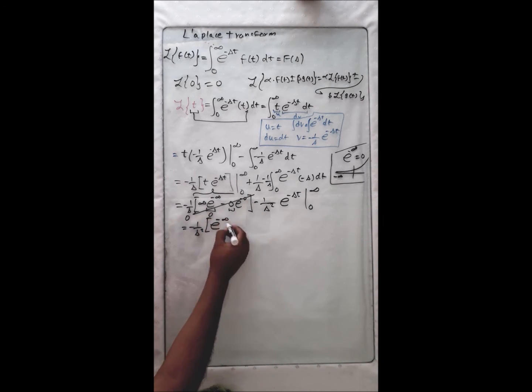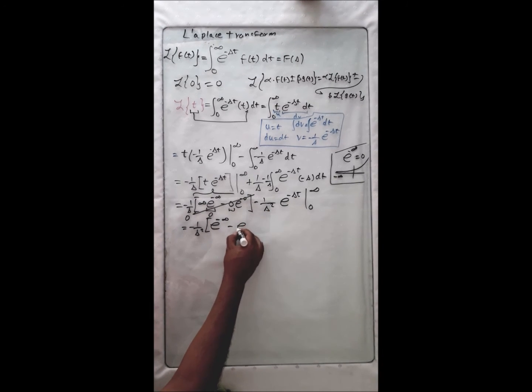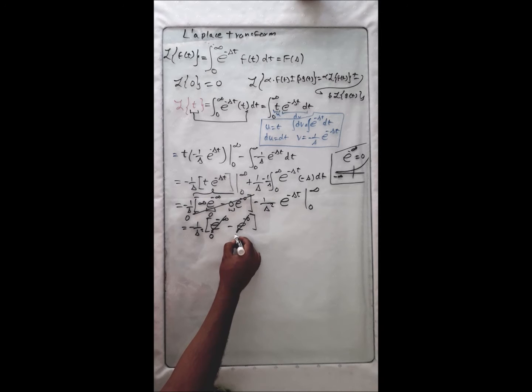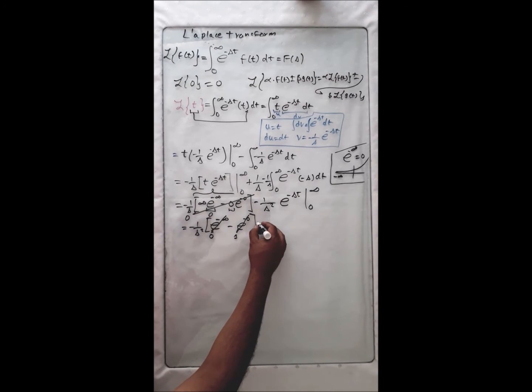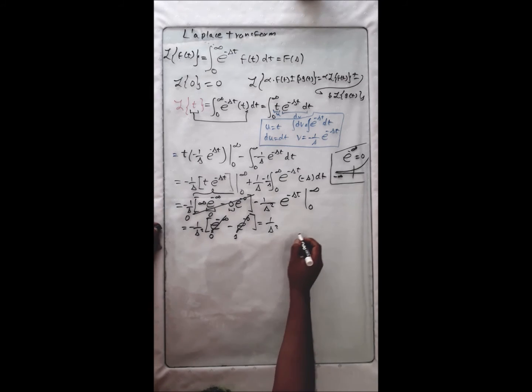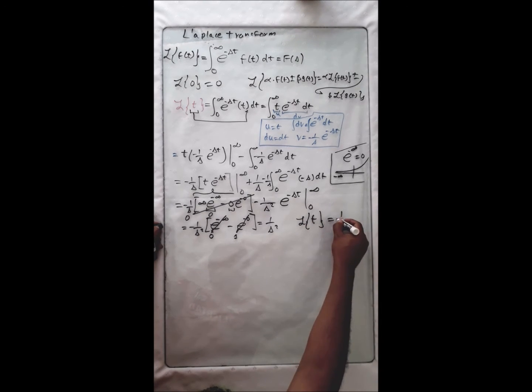Minus exponential minus infinity. Infinity times s is still infinity. And then minus exponential of minus 0. Okay, this exponential minus infinity is 0, and this exponential of 0 happens to be just 1. Now minus times minus, this is equal to 1 over s squared. Now where does this come from? This comes from the integral of t, the Laplace transform of t. So here is another formula. The Laplace transform of t is just 1 over s squared.